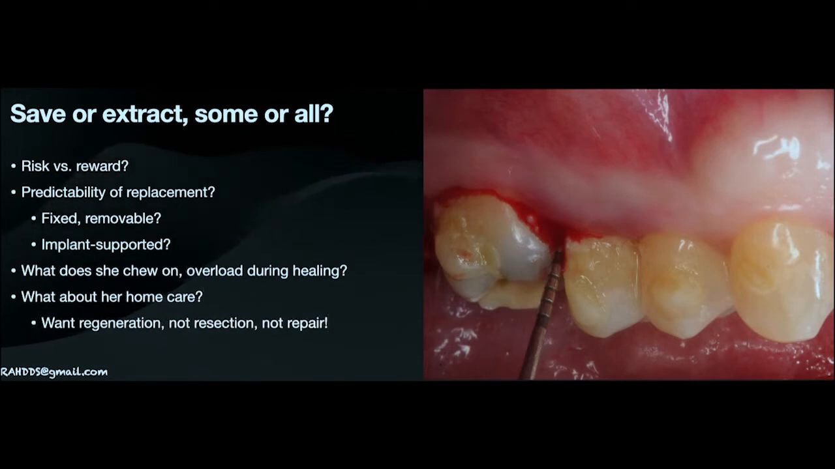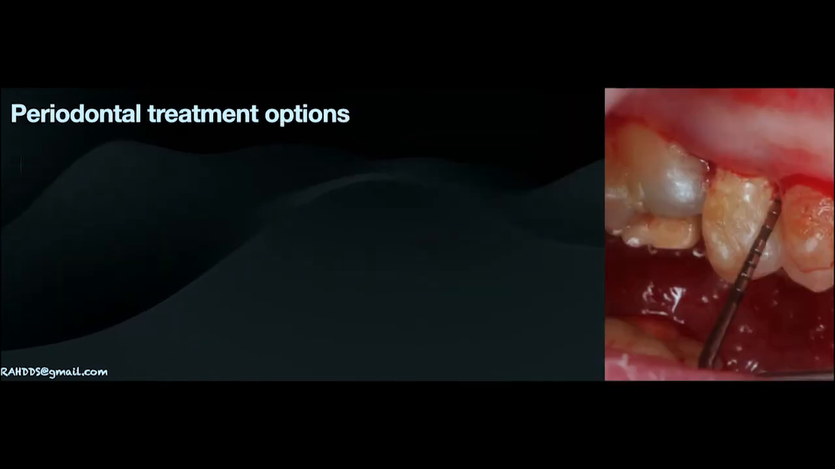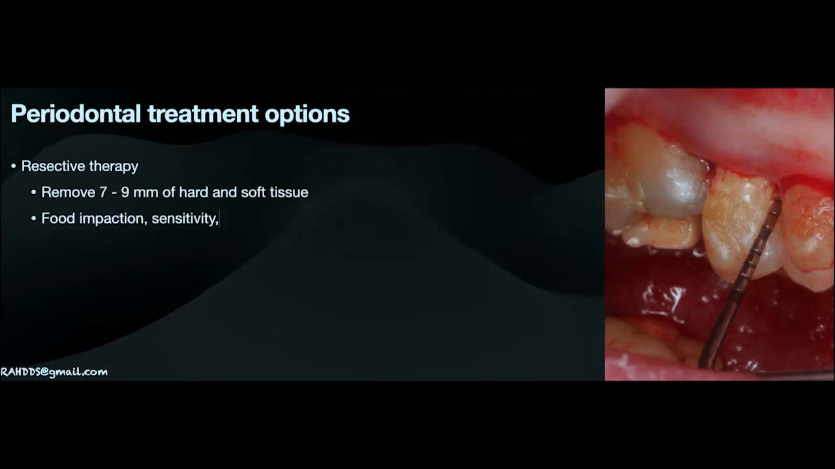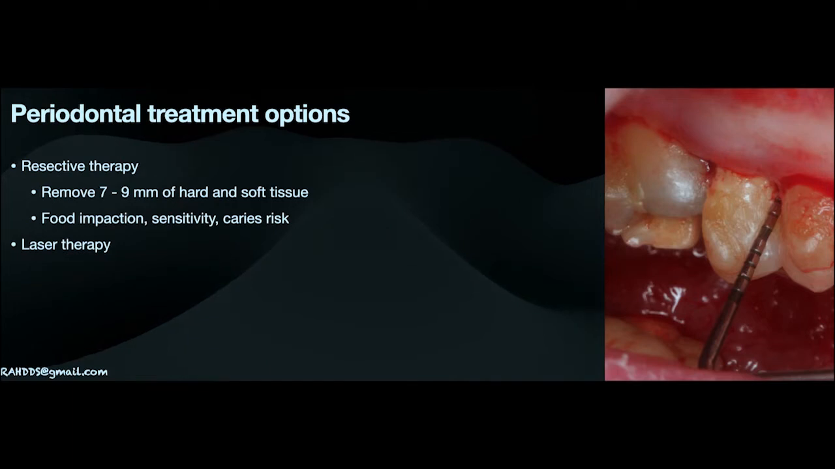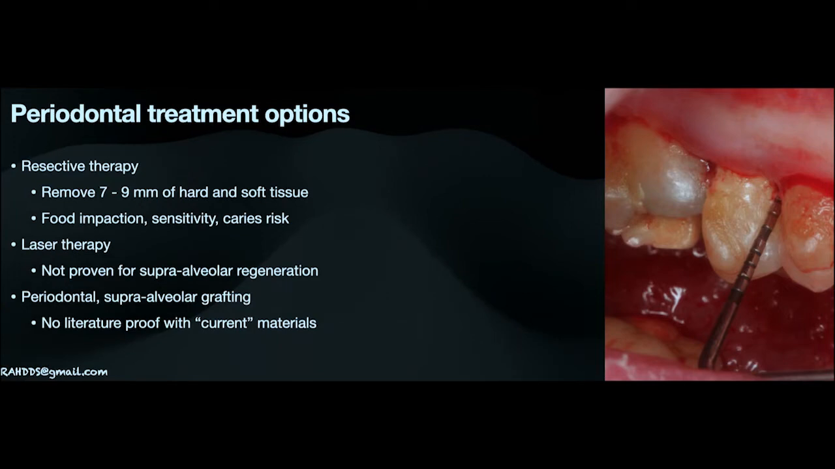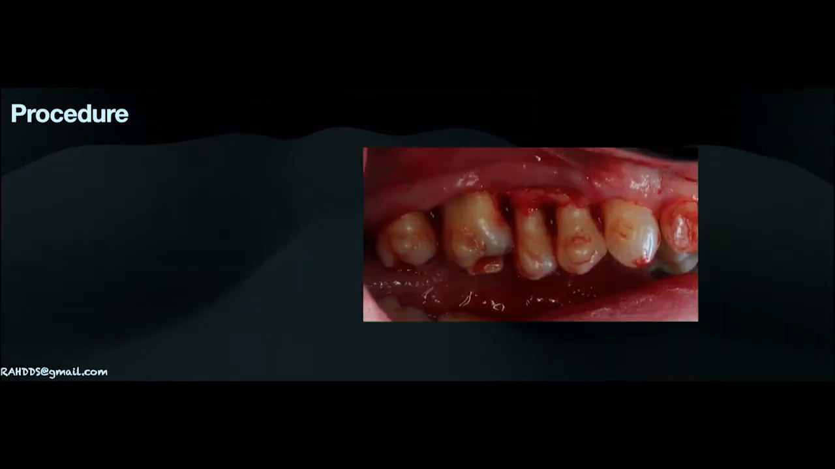So I'm going to try something on her. I'm going to open it up just to the crest. I'm not going to even elevate a flap beyond the crest because I don't want to damage the blood supply. I don't want to risk the flap migrating apically. I'm going to use that little bit of attachment at the crest to help hold the flap where it is. And I'm going to try periodontal supraalveolar with no bone to give me progenitor cells grafting.